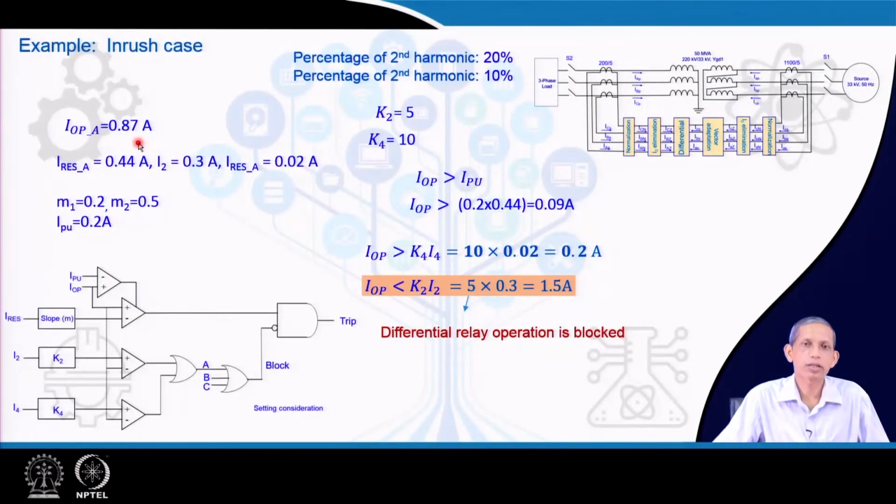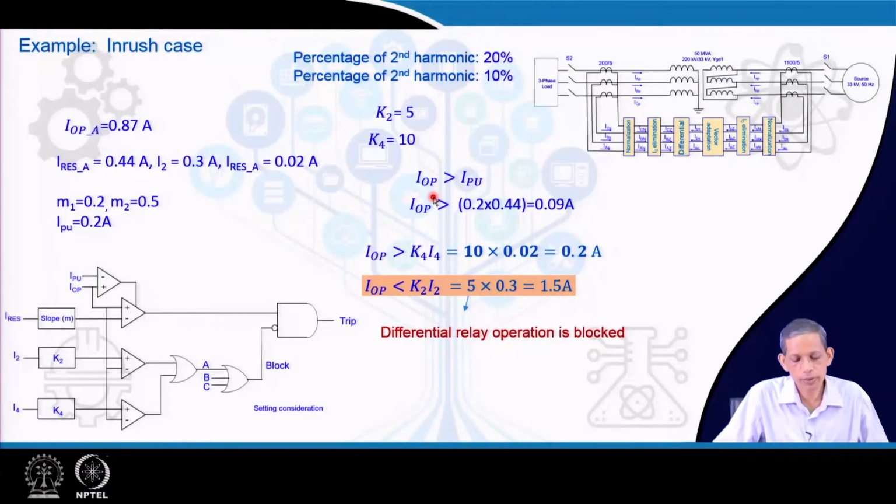And now in our earlier calculations also we have seen the corresponding I operating current is 0.8 ampere, and then I restraining equals 0.44 ampere. I2, the corresponding second harmonic component at a given instant of time, is 0.3 ampere, and the I restraining in phase A happens to be 0.02 ampere. So, now for this, M1 and M2 are considered to be 0.2 and 0.5, and in that case we go for IP equals 0.2 ampere or so.